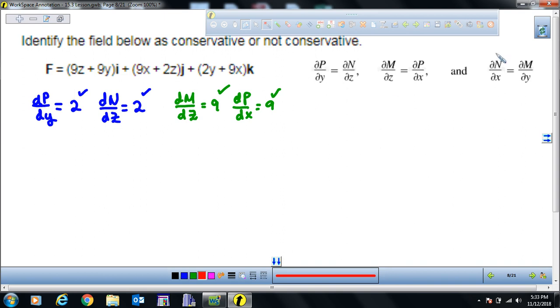Now we're going to get the derivative of the j component with respect to x. The derivative of the j component with respect to x is 9. And then that has to be the same as the derivative of the i component with respect to y. The derivative of this component with respect to y, it's also a 9. So, since all of these tests are fulfilled, that they are the same, that means that F is a conservative field.